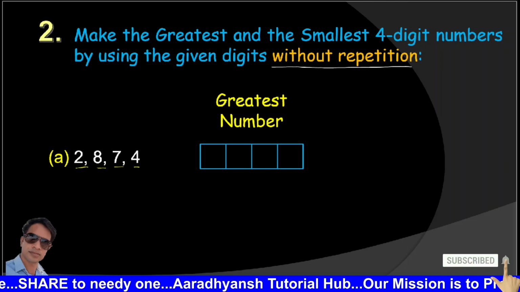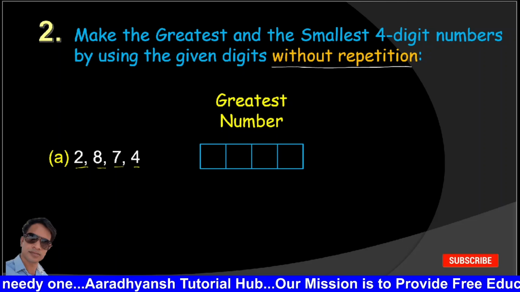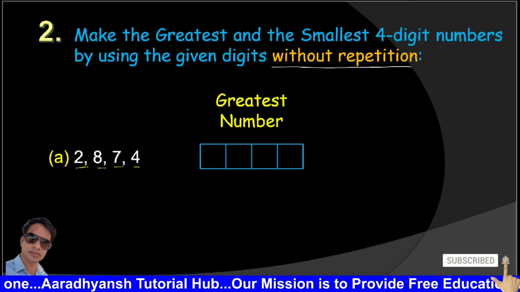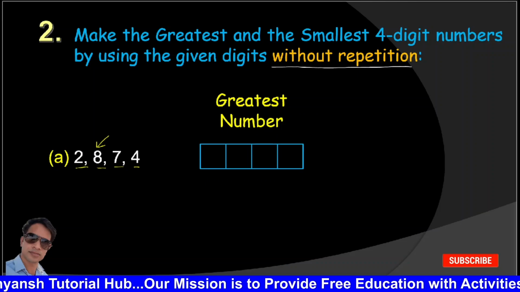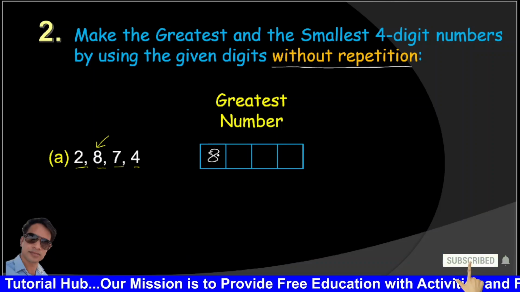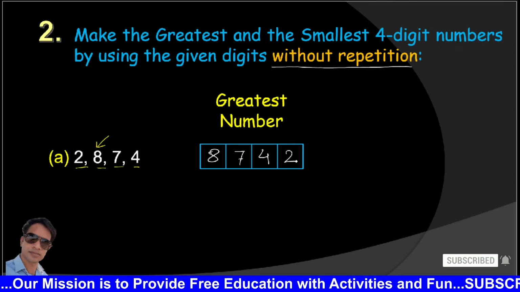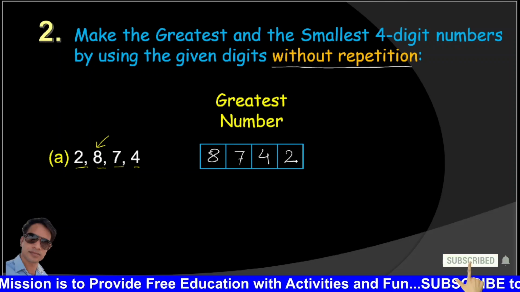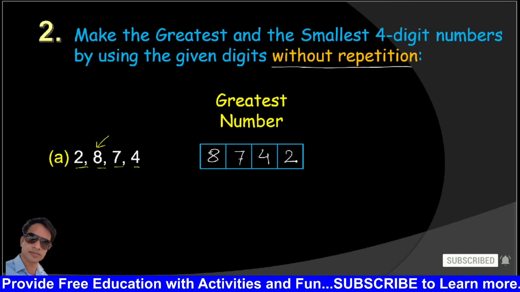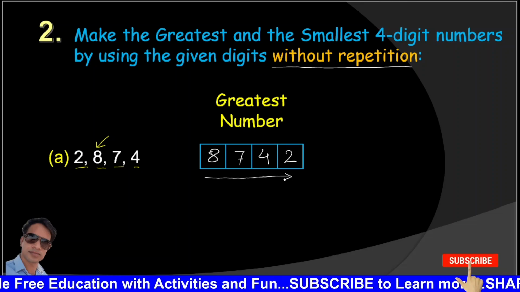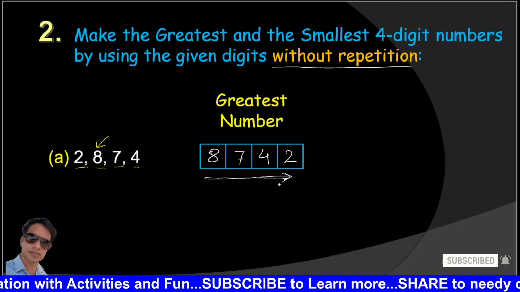So friends, to make the greatest number we have to write the greatest digit in the first place from the left side. Here the greatest is 8, so write 8, then 7, 4 and 2. This will be the greatest number. You can see these numbers are arranged in descending order, decreasing order.